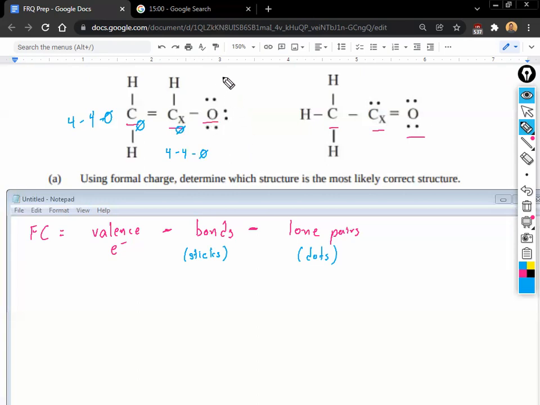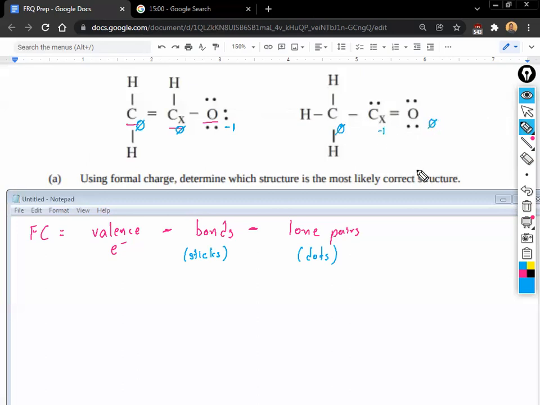Oxygen is going to have 6 valence electrons. You're going to subtract 1 bond, 1 stick, and then 6 valence electrons. So this one is going to have a formal charge of -1. I'll erase all the math, and I'll just give you the formal charge for these ones, because we are running out of time. You should get a formal charge of 0, -1, and 0.